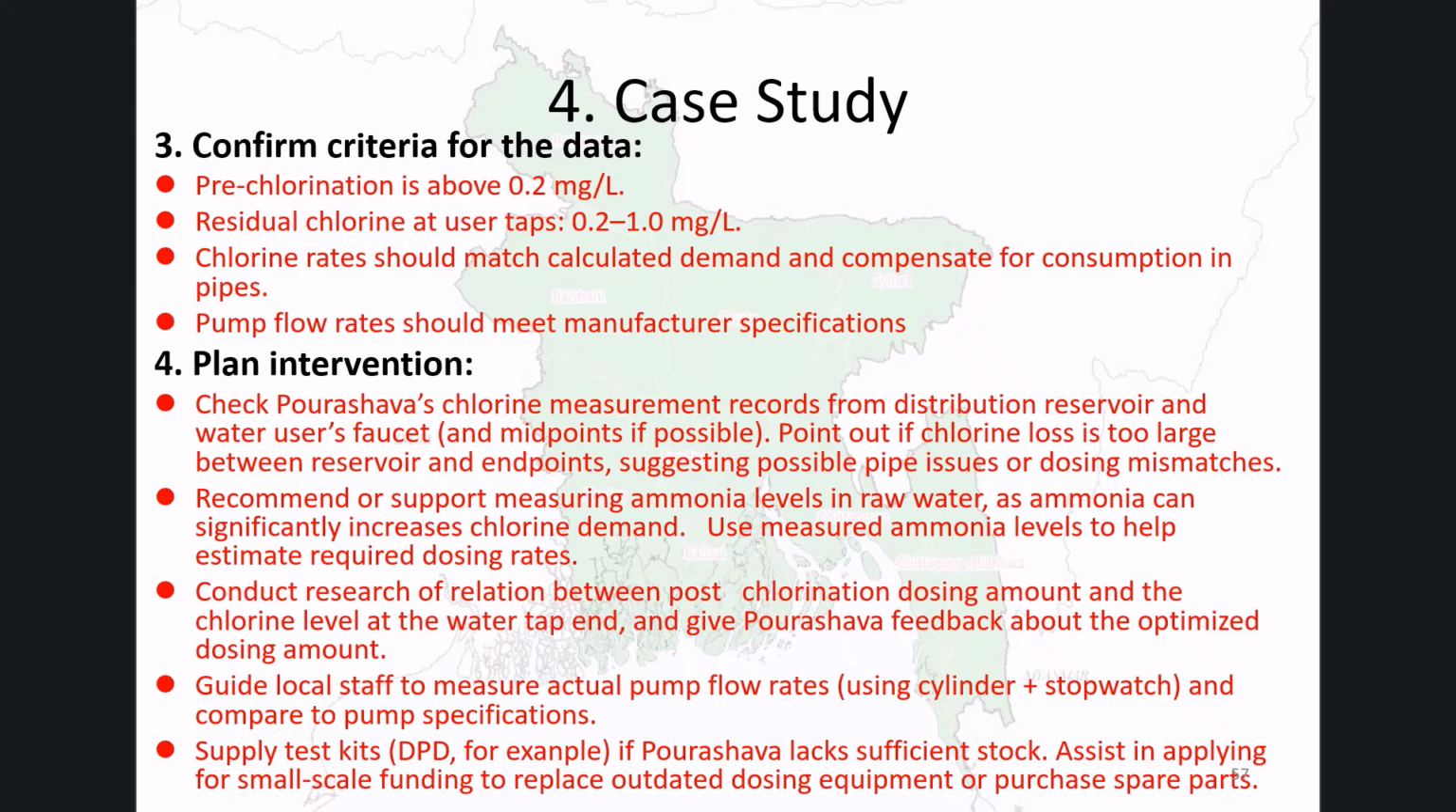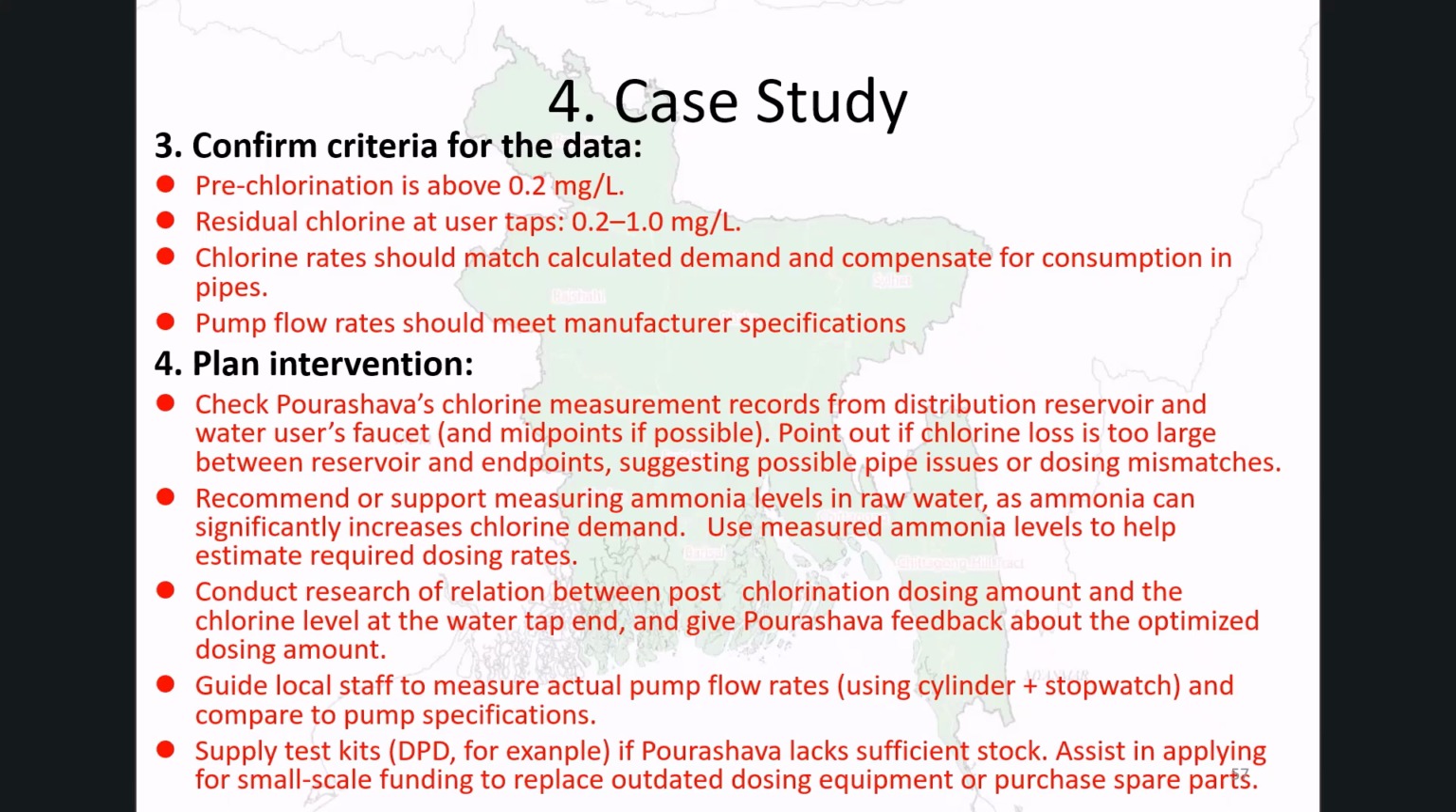Clear criteria for the data are listed here. 1. Pre-chlorination should maintain residual chlorine above 0.2 mg per liter. 2. Post-chlorination must also maintain residual chlorine between 0.2 and 1.0 mg per liter at the user's faucet. 3. Chlorine dosing rates must match calculated demand based on raw water quality and distribution conditions. 4. Pump flow rates must match manufacturer specifications.